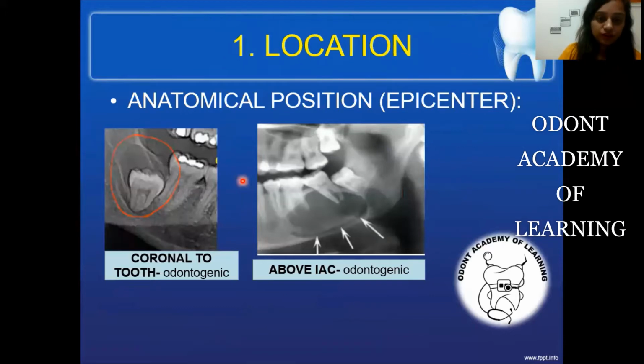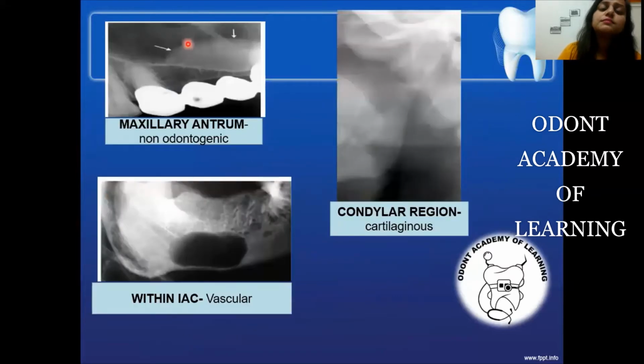First, we come to the location. That is nothing but the anatomical position or the epicenter of the pathology. In case the epicenter is coronal to the tooth, as seen in this figure, we will call it odontogenic. Or if it is apical to the tooth but above the inferior alveolar nerve canal, we will again call the lesion odontogenic. If it is in the maxillary antrum, then we will call the lesion non-odontogenic.